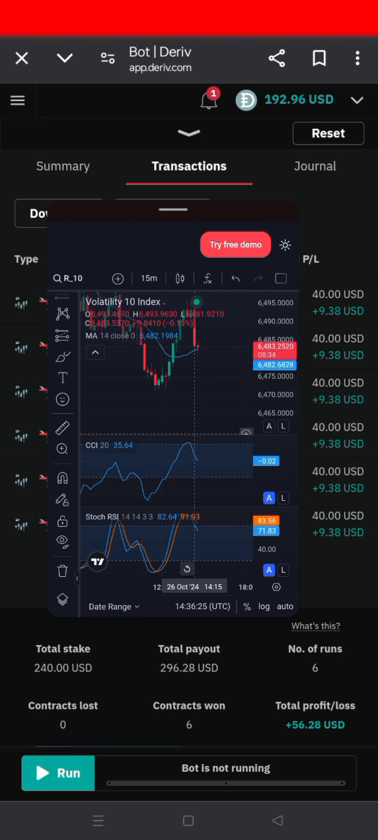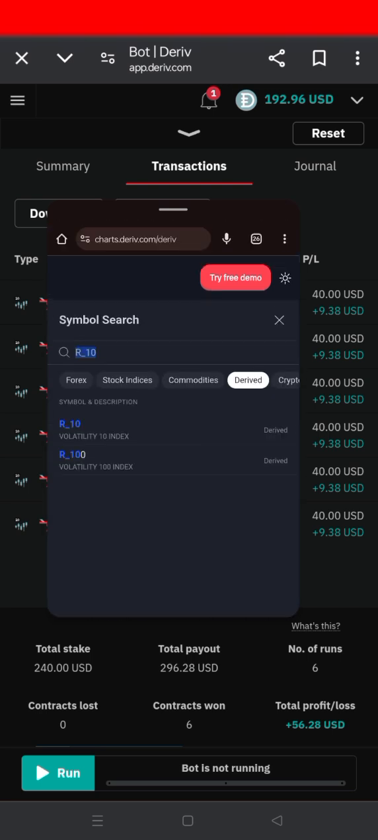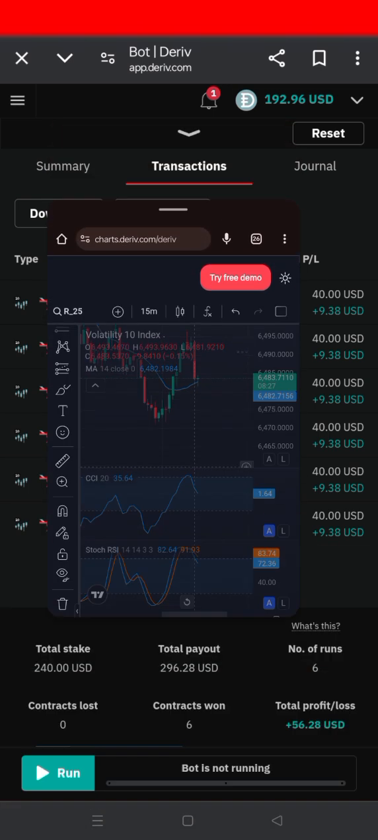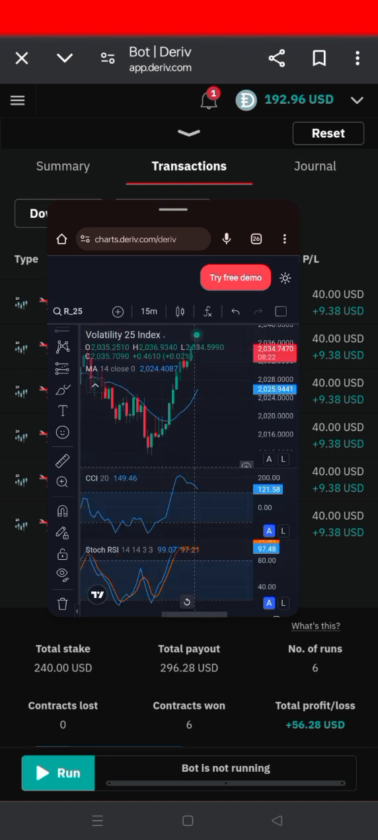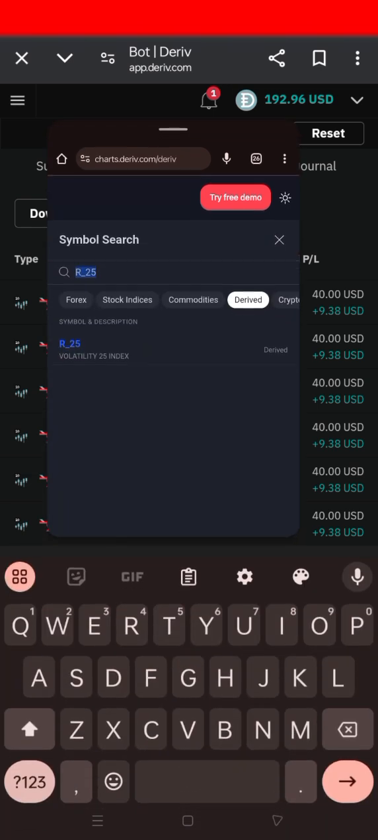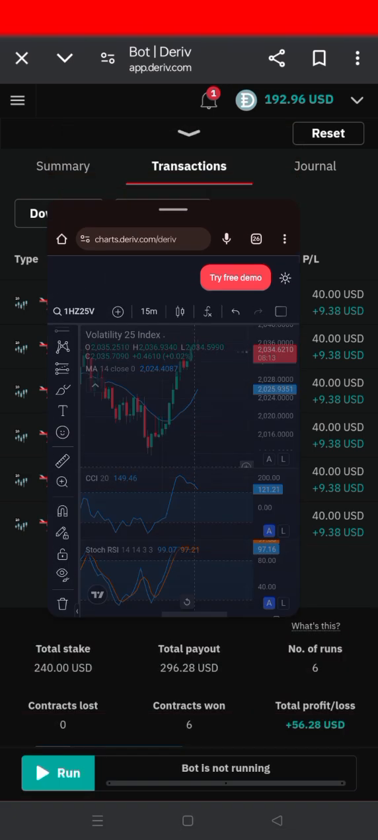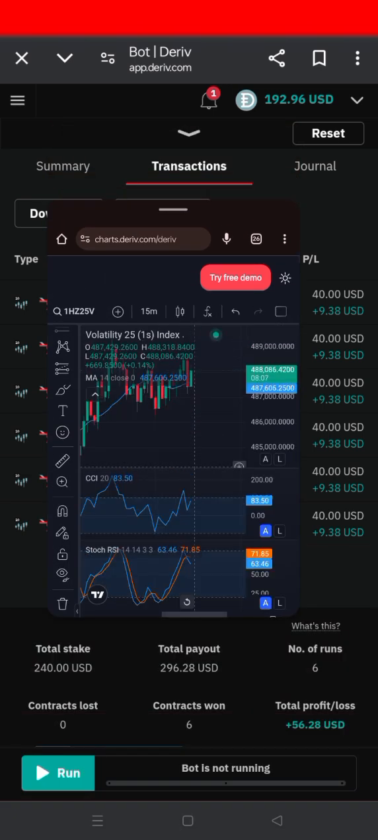So we will begin by first checking other markets to see whether we can spot an entry for the digit over 2. So you just click on the symbol search and go to the derived market, search for a good market showing an uptrend. You can see the moving average here shows us it's an uptrend, but the CCI doesn't. So we look for another market that resembles all our criteria.